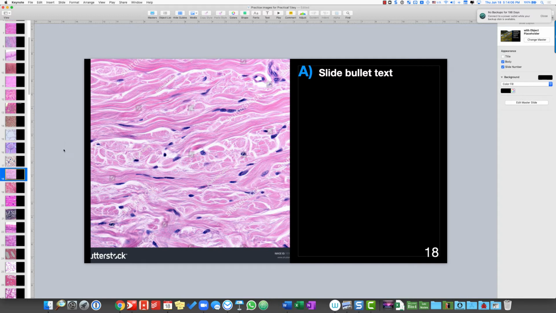Okay, this one is dense irregular connective tissue. You can see the collagen running in different directions. Not fibroblasts, collagen. These are the thick pinkish strands. And then the fibroblast nuclei.